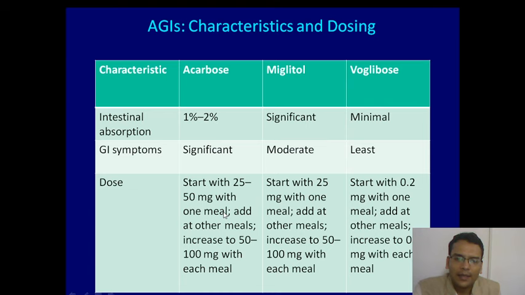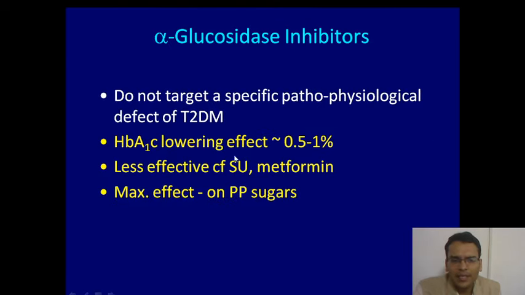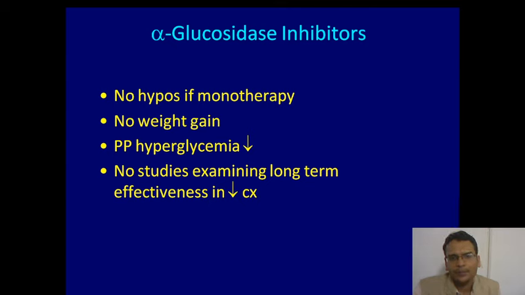These agents have modest glycemic efficacy, and the HbA1c lowering effect is between 0.5 to 1%. Obviously, these agents are less effective compared to sulfonylurea and metformin, and because they delay carbohydrate absorption, their maximum effect is on the postprandial blood sugar. What is important to note is that these agents by themselves don't cause hypoglycemia, but if they are used in combination with another agent which may have potential to cause hypoglycemia, for example sulfonylurea, the risk of hypoglycemia may increase.